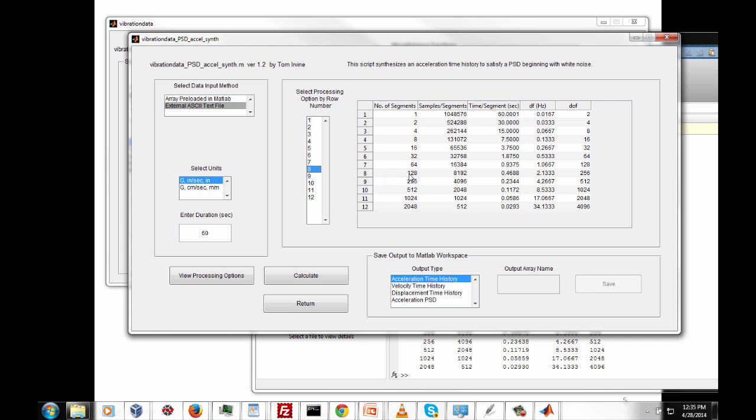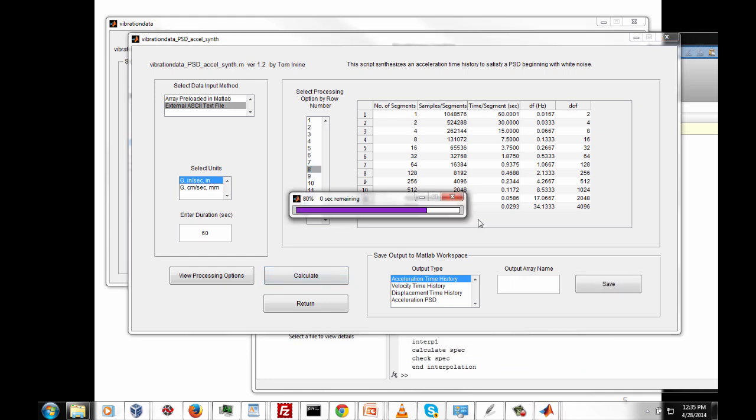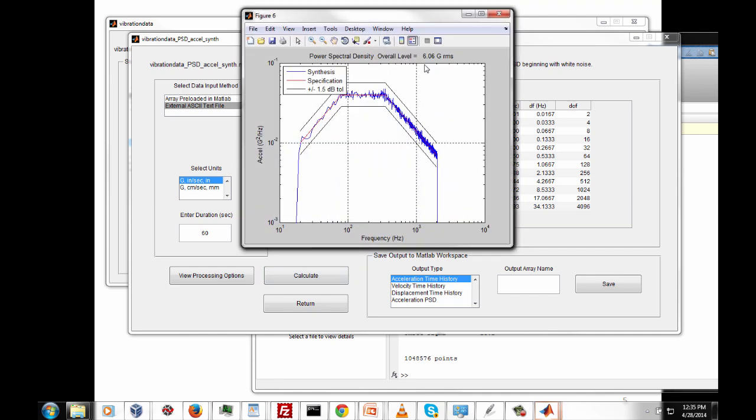That'll give us 128 segments. Our time per segment, almost half a second. Our delta F is about 2 hertz. That's our frequency step in our PSD, with 256 resulting statistical degrees of freedom. So next we do our calculation, and take a few seconds, but not too bad.